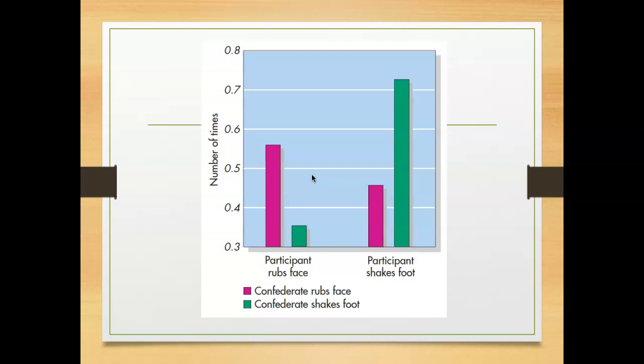So we see the clear impact of what the Confederate is doing on the unconscious behavior, these kind of automatic reactions of the participant. We see that when the Confederate rubs face, the participant is more likely to. When the Confederate shakes foot, the participant is more likely to do so. So that's mimicry. Okay, it's an automatic thing that we all do.